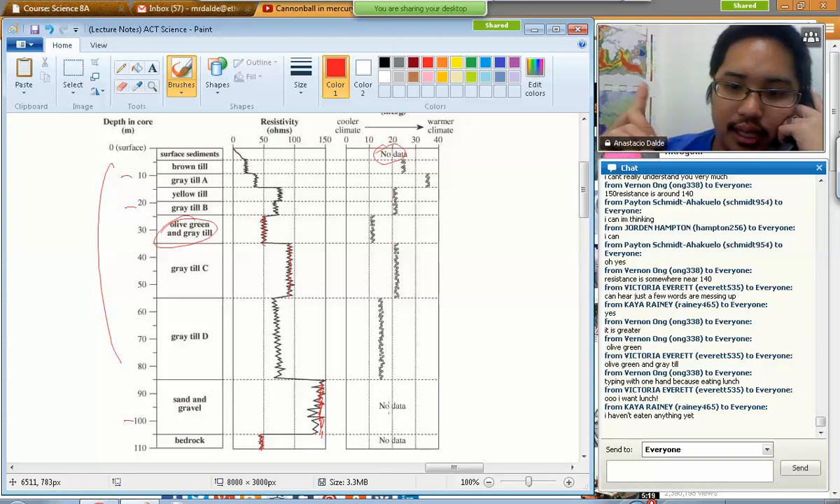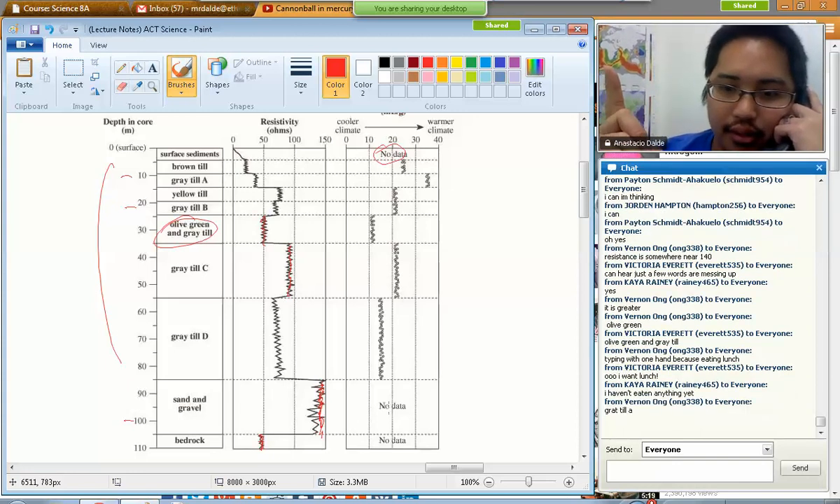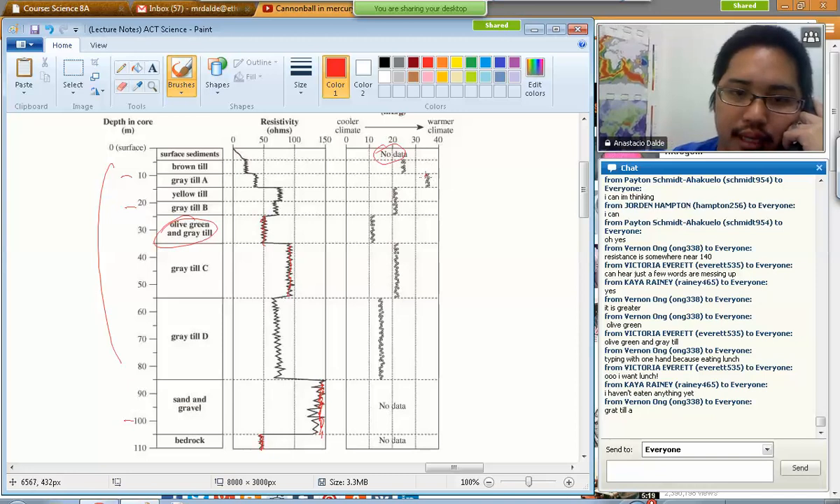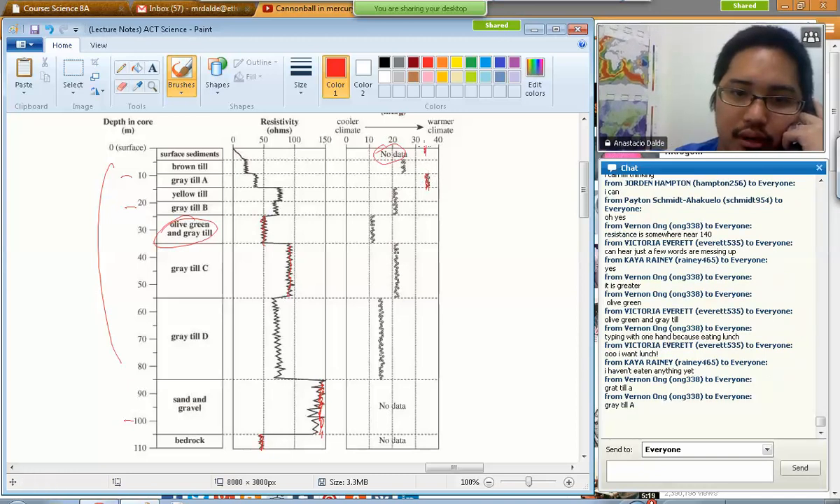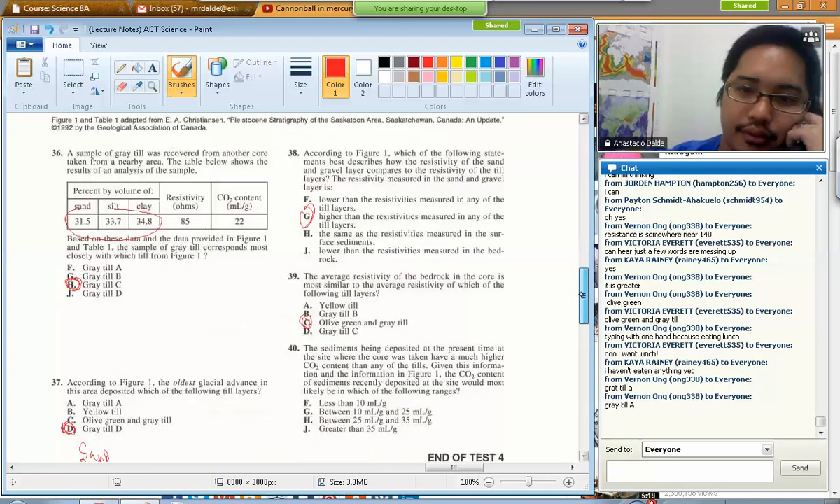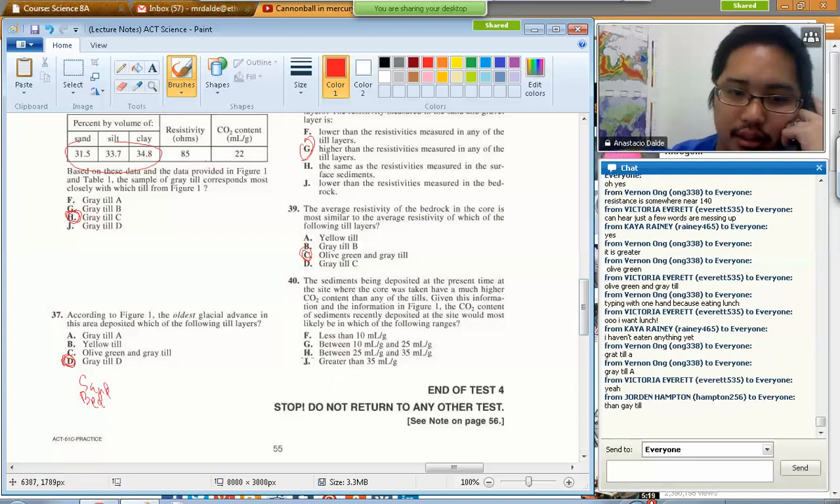So what can I definitely say about it? It's bigger than at least what? If it's higher than anything I've measured before, then it's bigger than gray till A, or at least bigger than 35. So the answer is, it's got to be greater than 35, and that's it.